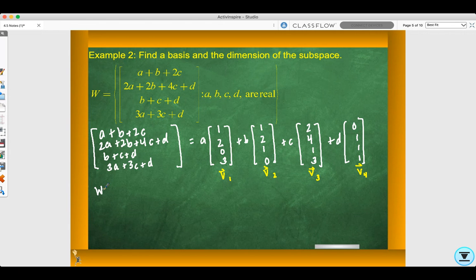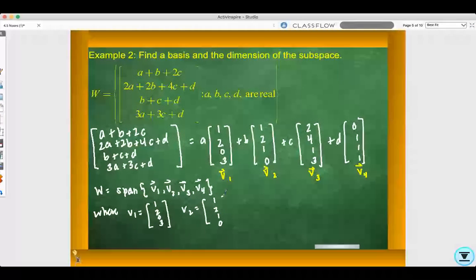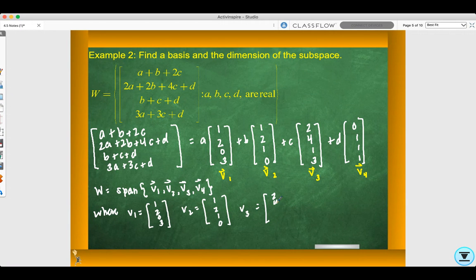So W equals the span of v1, v2, v3, and v4, where v1 equals 1, 2, 0, 3, v2 equals 1, 2, 1, 0, v3 equals 2, 4, 1, 3, and v4 equals 0, 1, 1, and 1.